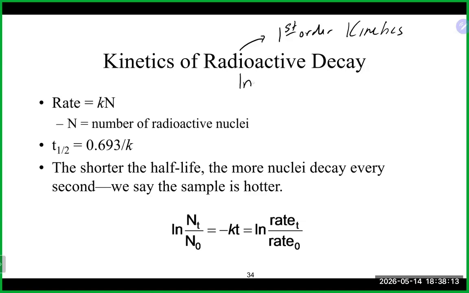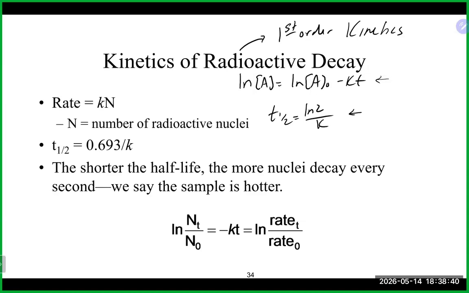The natural log of A is equal to the natural log of A naught minus kt, where the half-life is equal to the natural log of 2 divided by k in this case. Now, this is basically the integrated rate law for first order kinetics. This is the half-life equation for first order kinetics.